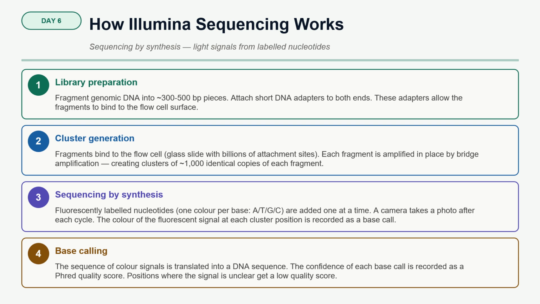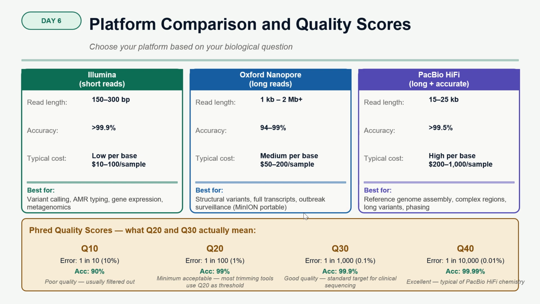The fragments they are broken into are about 300 to 500 base pairs. So that's the breaking into pieces. Then you attach short DNA adapters to both ends and allow the fragments to bind to the flow cell surface. That's a rough breakdown, and we can read more on the technicalities of how it operates. I explained earlier the short reads and long reads.